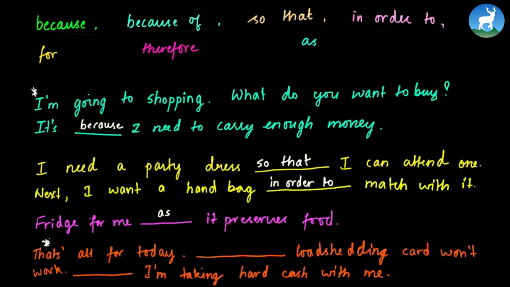Blank load shedding, card won't work. Now he's showing the effect, and we need to fill this blank with a cause connective. So we have because of. After because of, we need to have a clause, a reason. So because of load shedding, where load shedding is the reason, card won't work. And now he concludes by saying, therefore, I'm taking hard cash with me. So we are done with this exercise.